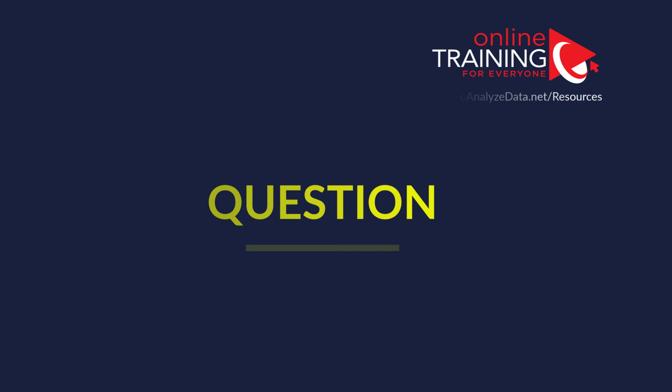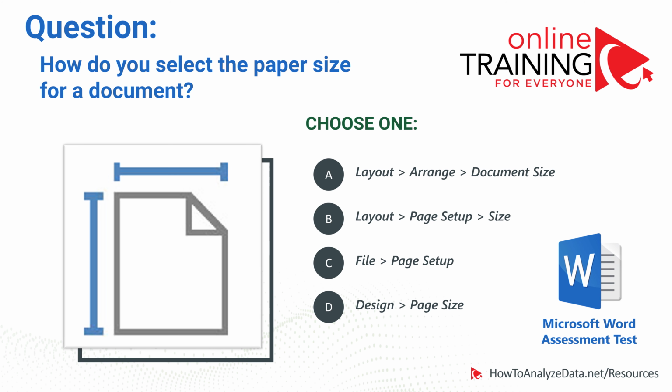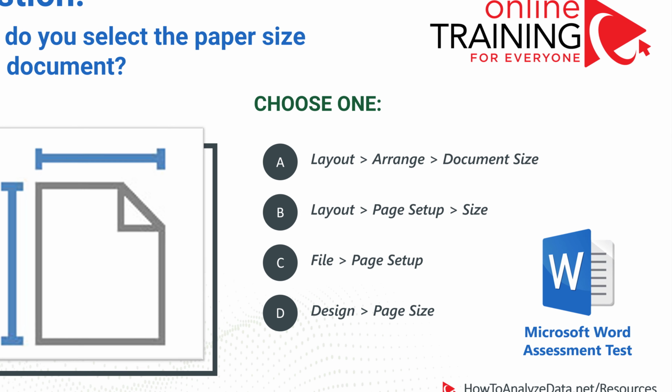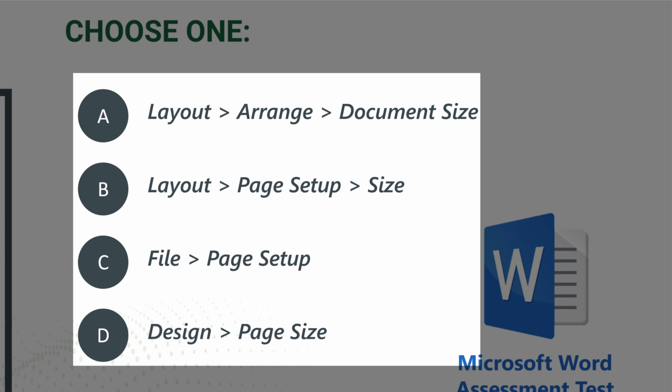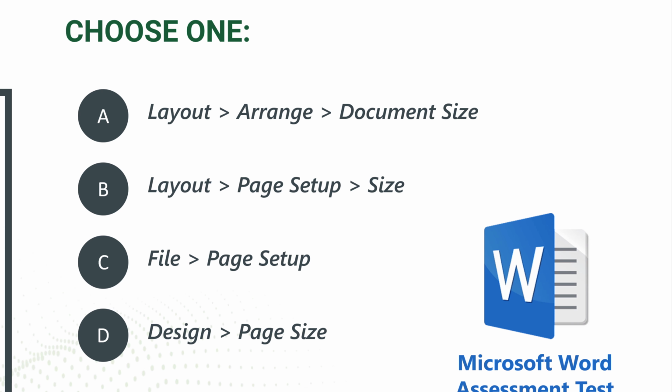Now let's look at the question which is frequently used as part of the Microsoft Word Assessment Test. How do you select the paper size for a document? And you have 4 choices. Choice A, Layout, Arrange, Document Size. Choice B, Layout, Page Setup, Size. Choice C, File, Page Setup. And choice D, Design, Page Size. Which one do you think is the right choice here?